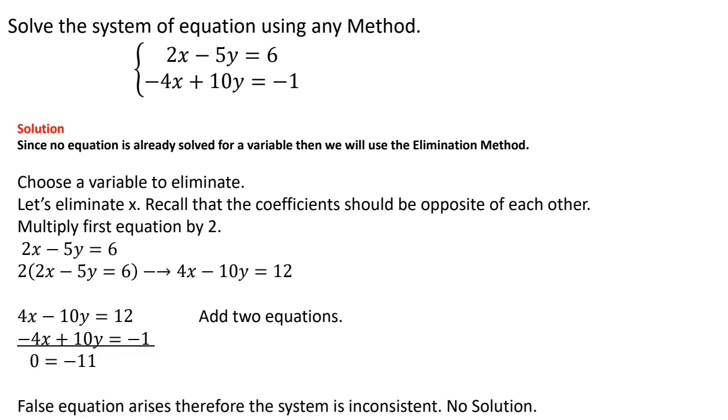So we can add the equations. So 4x minus 4x is 0. -10y plus 10y is 0. So we end up with 0. And 12 minus 1 is 11. And so 0 is not equal to 11. So that's a false statement. And so we say that this system is inconsistent. And basically that means that there's no solution. And more importantly, if you were to graph these lines, then you would see that the lines will never intersect.